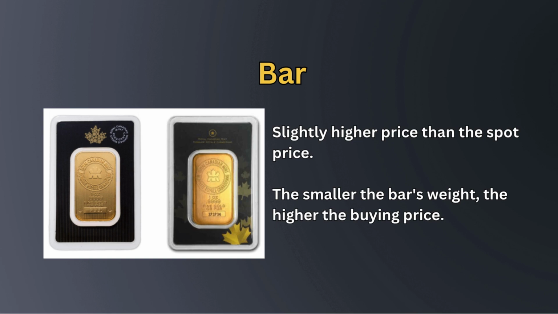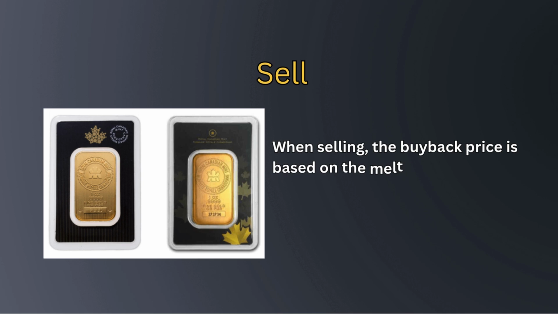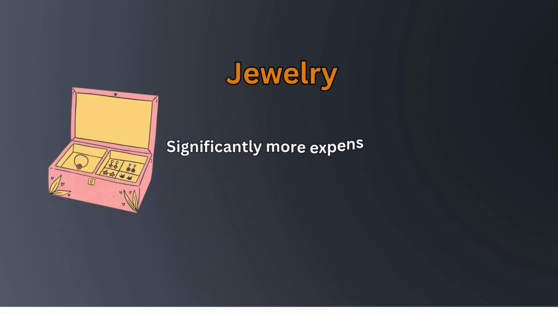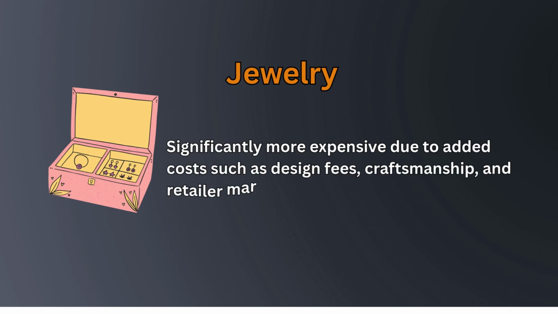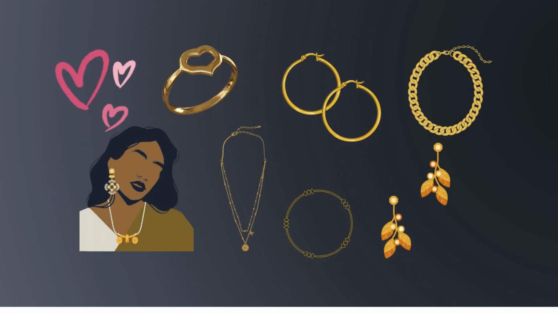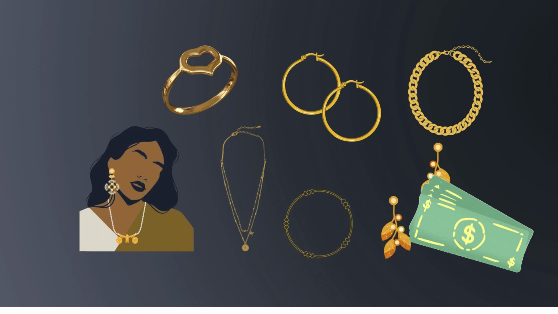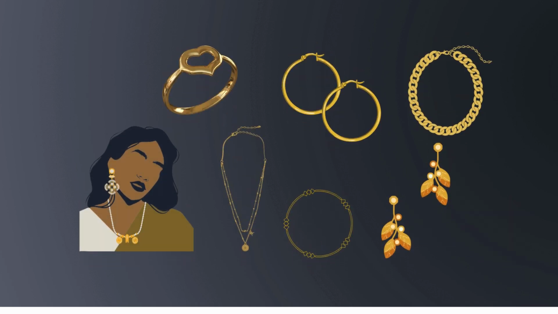The smaller the bar's weight, the higher the buying price. When selling, the buyback price is based on the melt price. Jewelry is significantly more expensive due to added costs such as design fees, craftsmanship, and retailer margins. If your goal is to buy something you like, enjoy wearing it, and sell it later when needed for some return, then I think accessories and jewelries are a good choice.